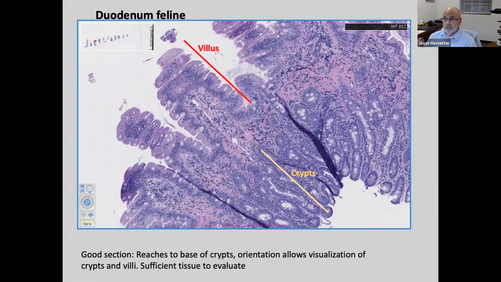These are excellent. I must say that if you look at a slide and it's got 10 endoscopic biopsies on it, oftentimes you get 4 or 5 that look like this, and the other 4 or 5 aren't so great. So that's success. That's pretty good.